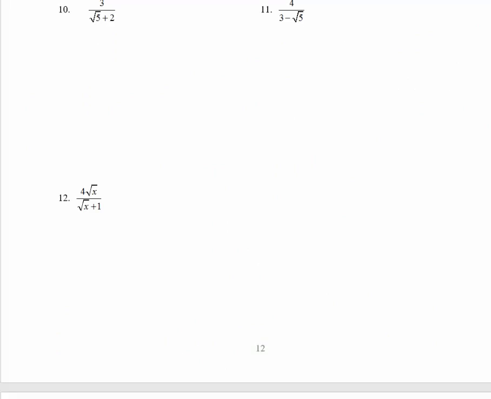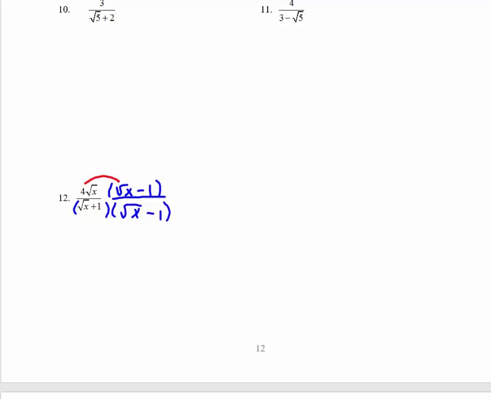Number 12. We have 4 square root of x all over the square root of x plus 1. Again, we have a binomial in the denominator, so we need to multiply by the conjugate. The conjugate of the square root of x plus 1 is the square root of x minus 1. So we'll multiply top and bottom by the square root of x minus 1.